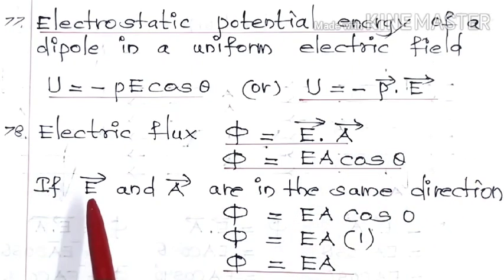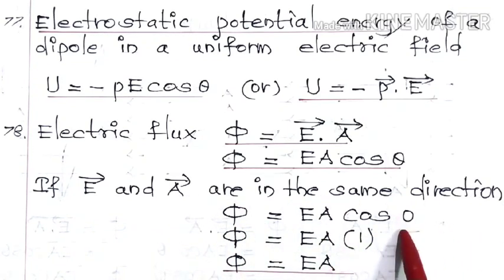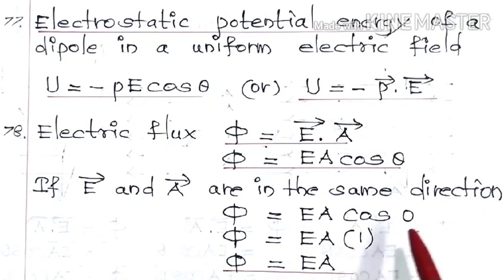Now if this E vector and A vector are in the same direction, then the angle between them will become 0. So if we place 0 in the place of theta, we get phi is equal to EA cos 0. The value of cos 0 is 1. So phi is equal to EA into 1, so phi is equal to EA.